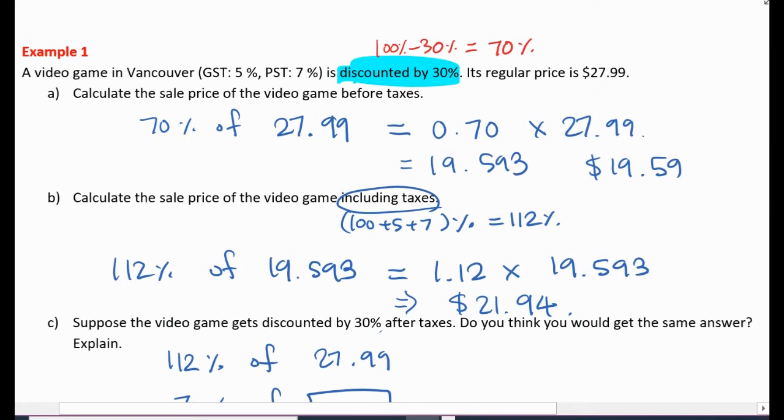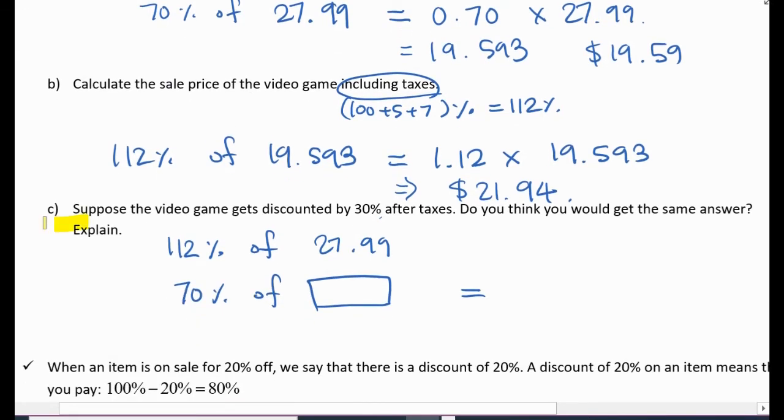So in this question, A and B, we did discount first, and we did tax after. C asks you to find the price after tax first, and then discount. So do you think if you change the order, we get the same answer or a different answer?